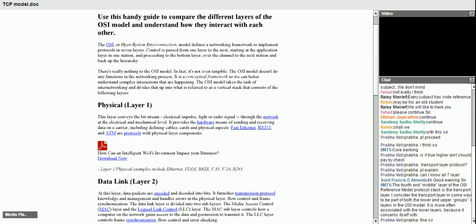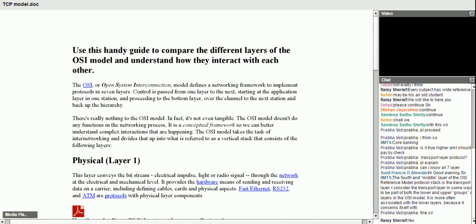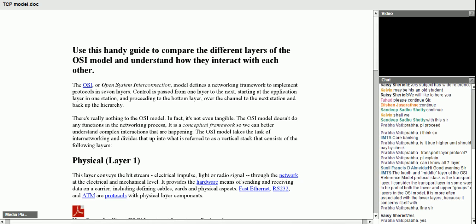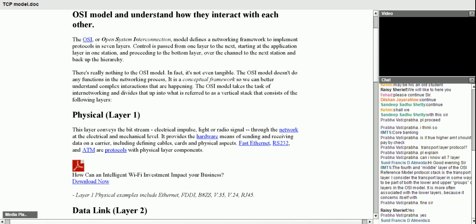So the OSI model, are you all able to see this? The Word file which I have shared. Okay. So use this handy guide to compare the different layers of the OSI model and understand how they interact with each other. So there are 7 layers, as you all see.